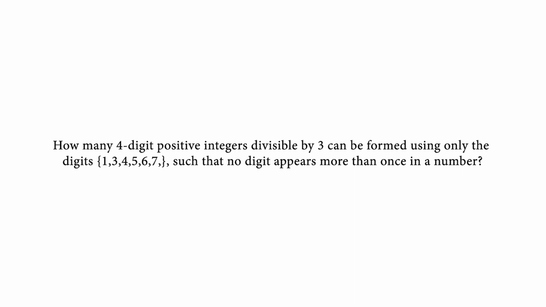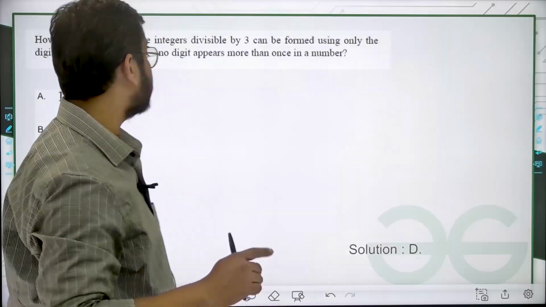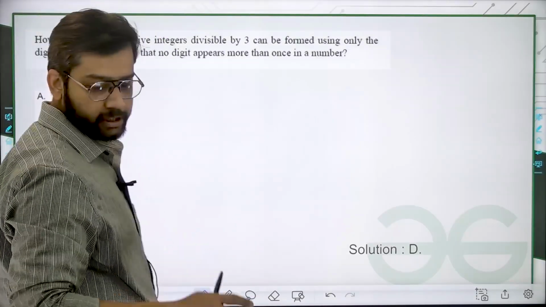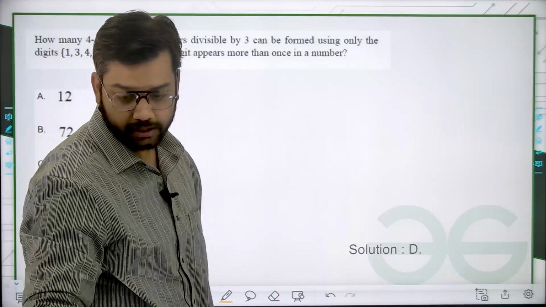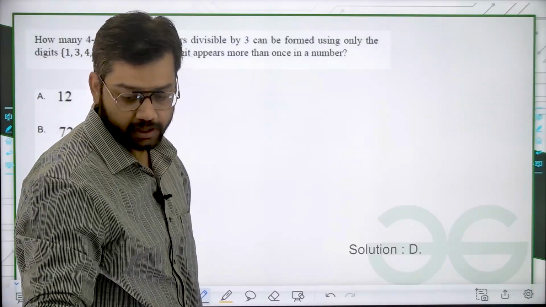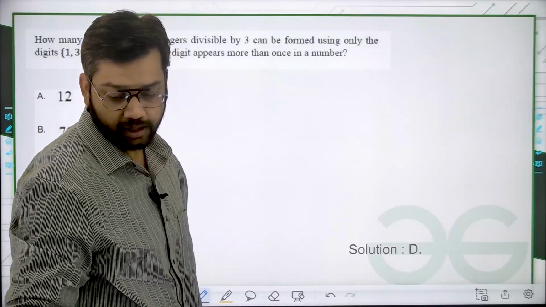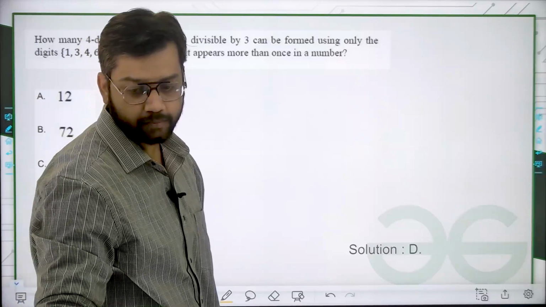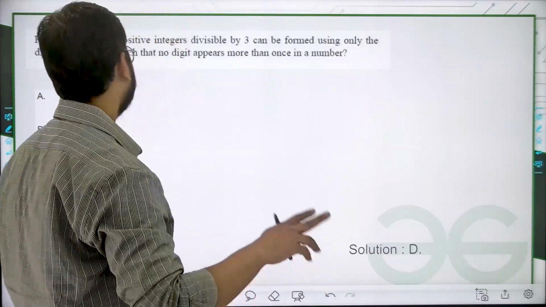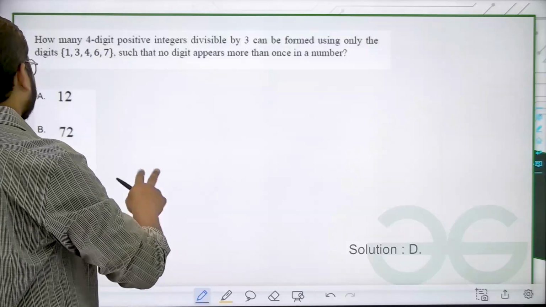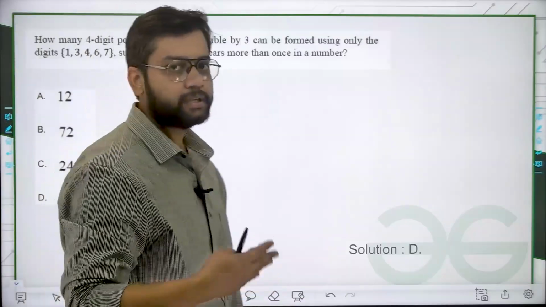Okay, so for this question, there are multiple possibilities. The first thing you need to understand is exactly what divisibility by three means. If you understand the divisibility by three, then you can have a better idea. For divisibility by three, you only have to remember one thing: if we add the digits of the number, then this sum should be divisible by 3.